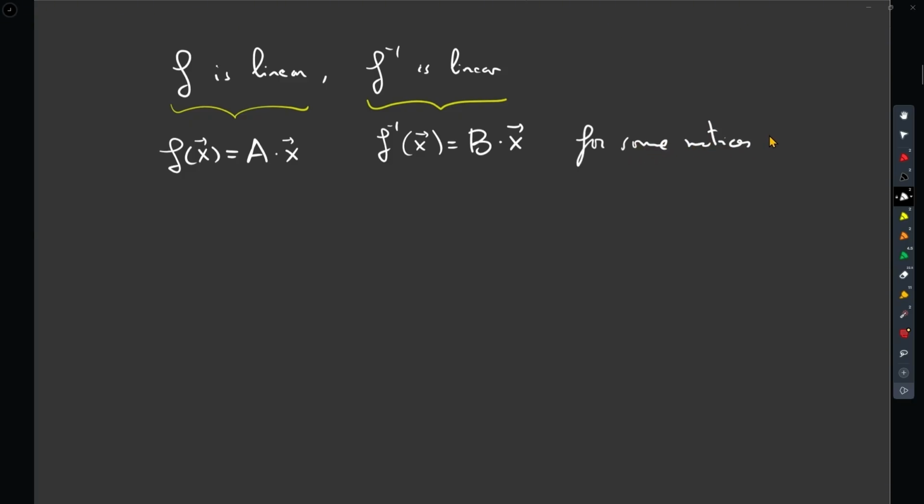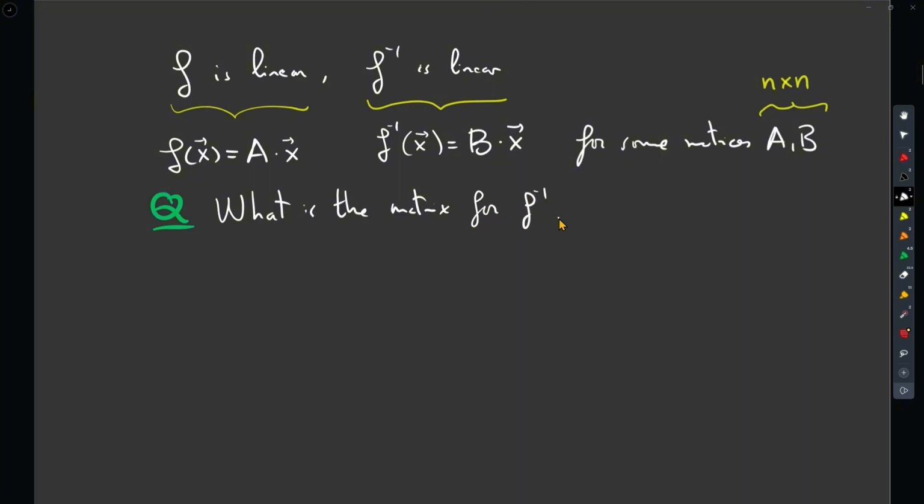matrices A and B. And these matrices, remember that F and F inverse go from Rn to Rn. So these matrices are n by n. So given one of them, given the matrix for F, what is the matrix for B? So here, the question I want to answer now is, what is the matrix for F inverse given F and the matrix A?